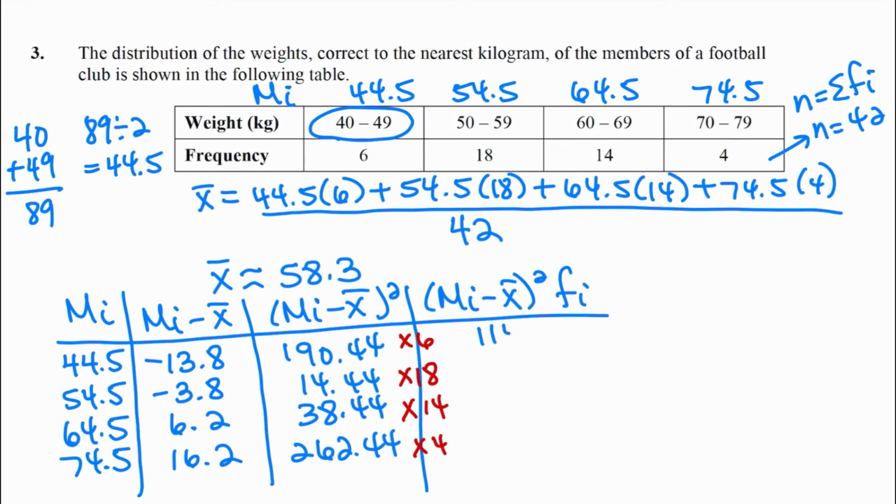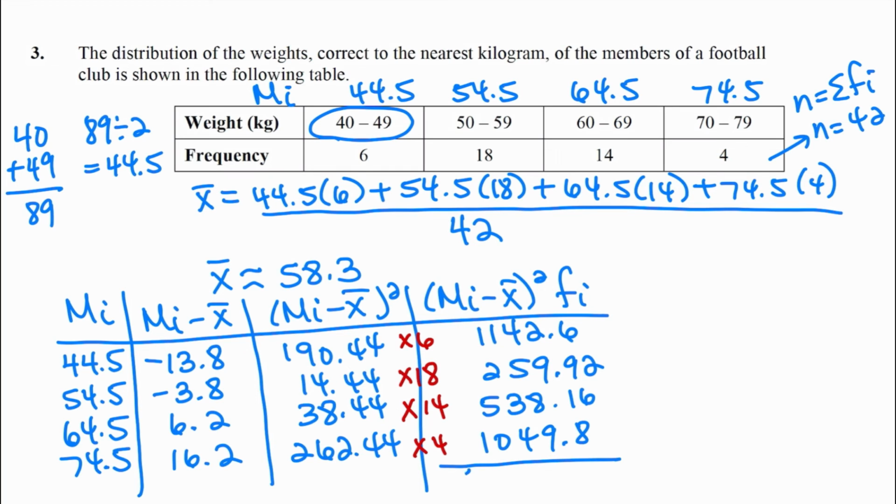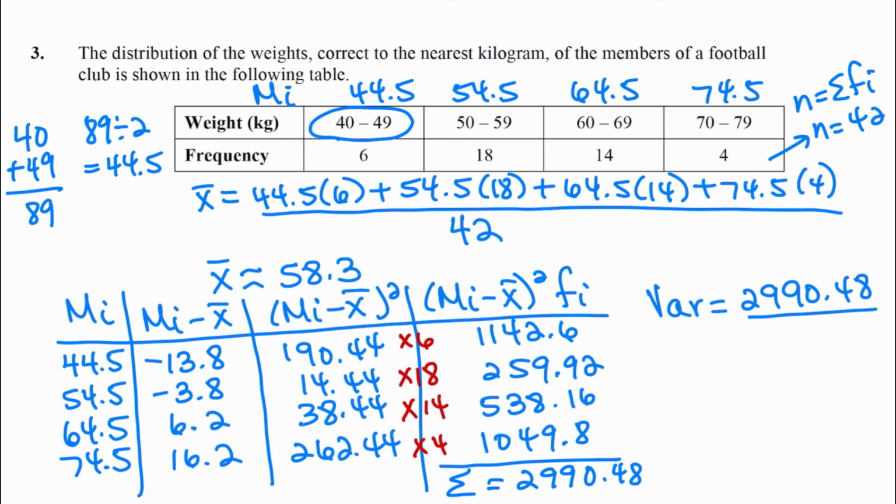That gives me 1142.6, 259.92, 538.16, 1049.8. Again, we want to find the sum of that last column. So that is going to equal 2990.48. The variance is going to equal the sum, 2990.48, divided by the total, which is 42 values. And that's going to give me approximately 71.2.